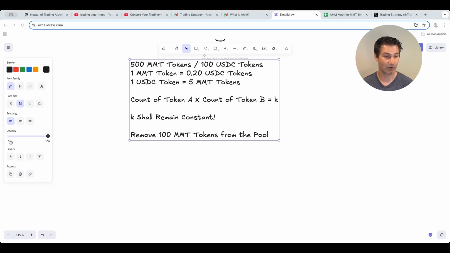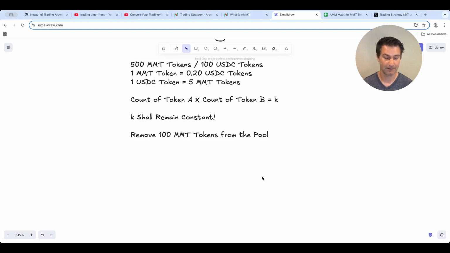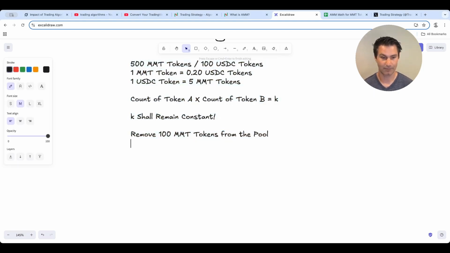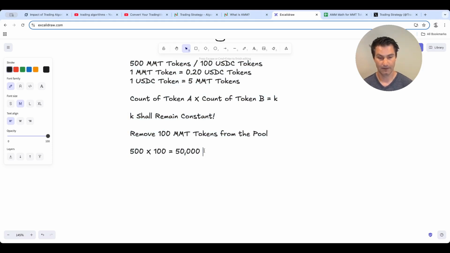The constant product in this example is now a number. Let's see if we can get back here. So we have 500 times 100, and that's going to equal 50,000. So K equals, therefore K equals 50,000. And I love this little therefore symbol. K equals 50,000. Okay, great.